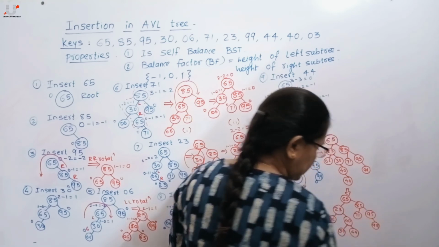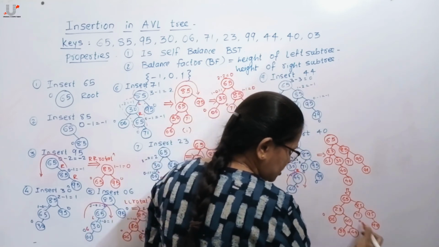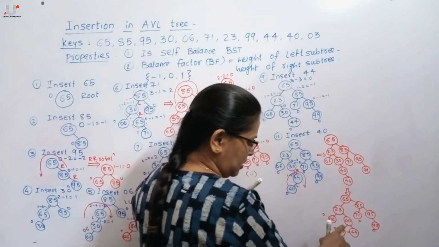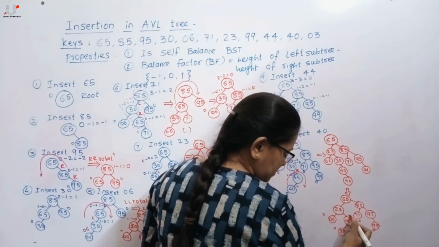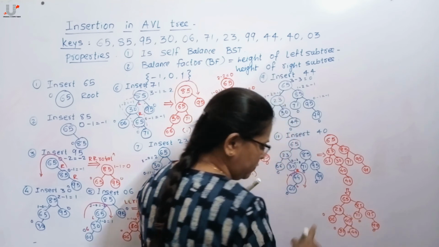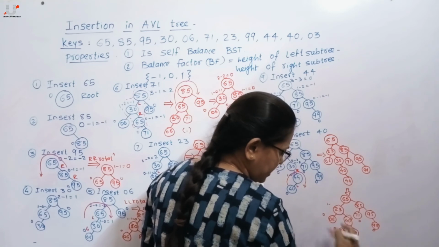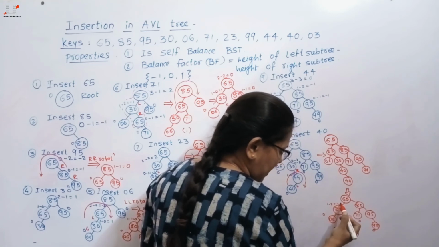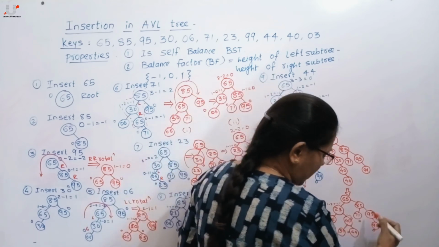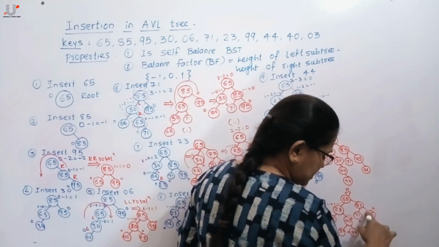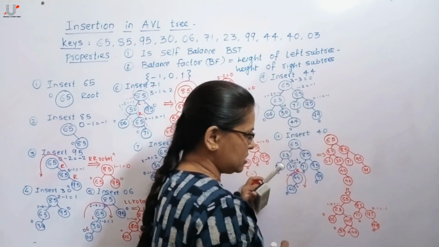Then again check the balance factor. As these are leaf nodes, the balance factor is 0. Then for 40, height of left minus right, 1 minus 1, so the balance factor is 0. For 23, height of left subtree 1 minus height of right subtree 2, so the balance factor is minus 1. For 95, height of left 0 minus height of right subtree 1, so 0 minus 1, balance factor is minus 1.